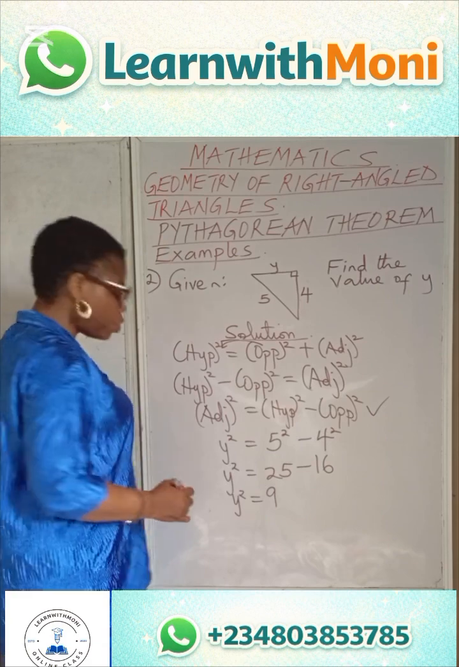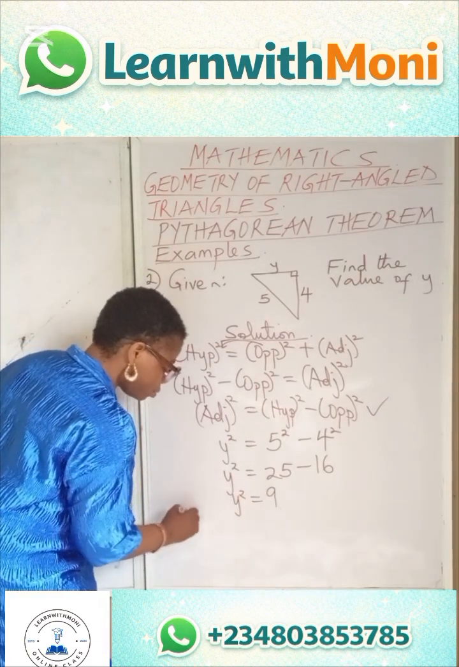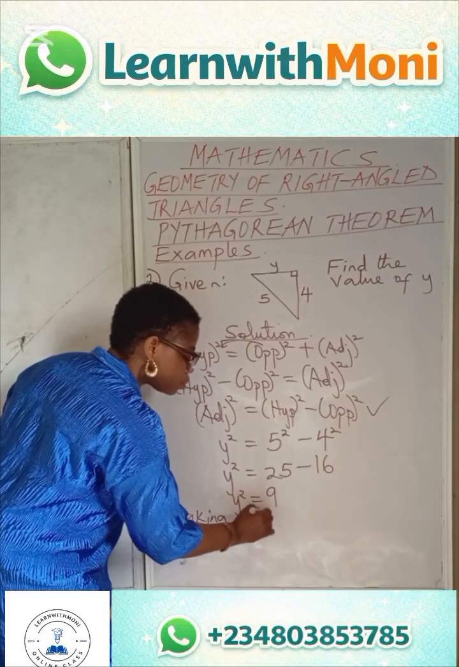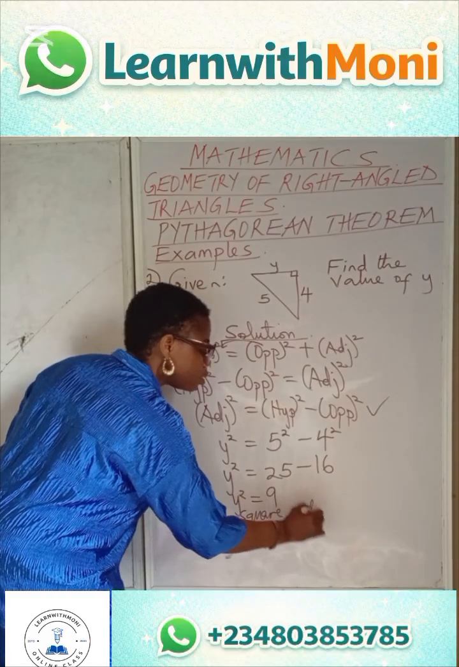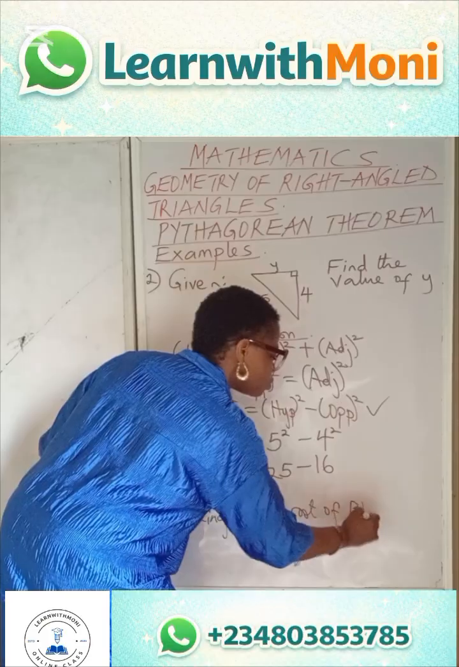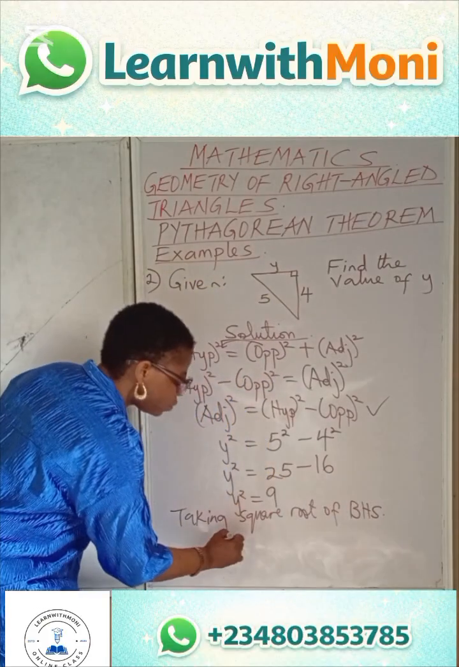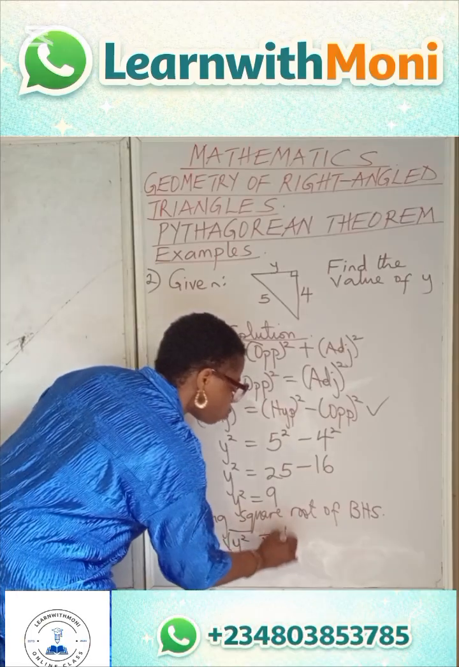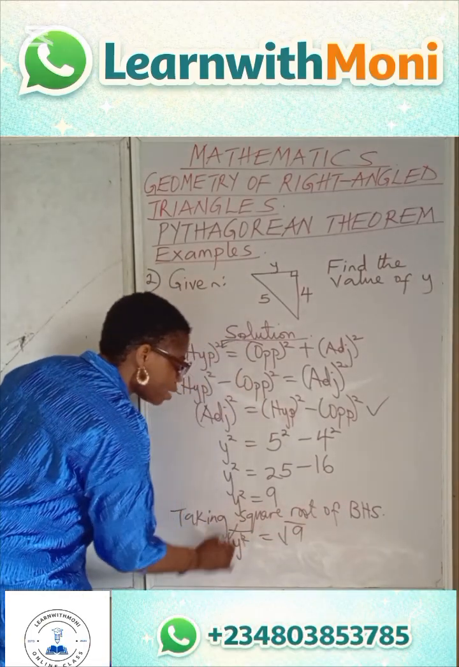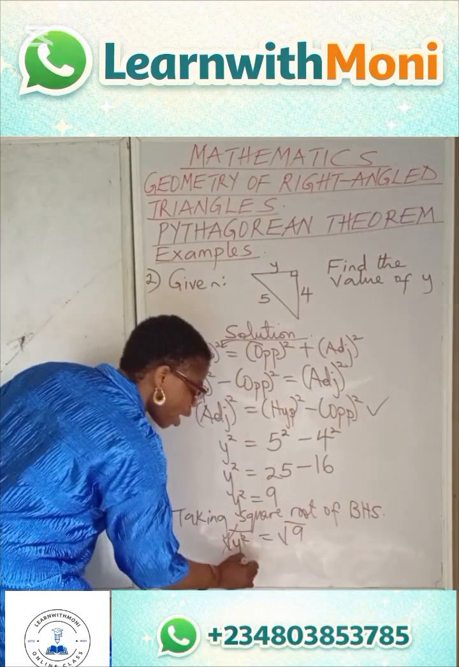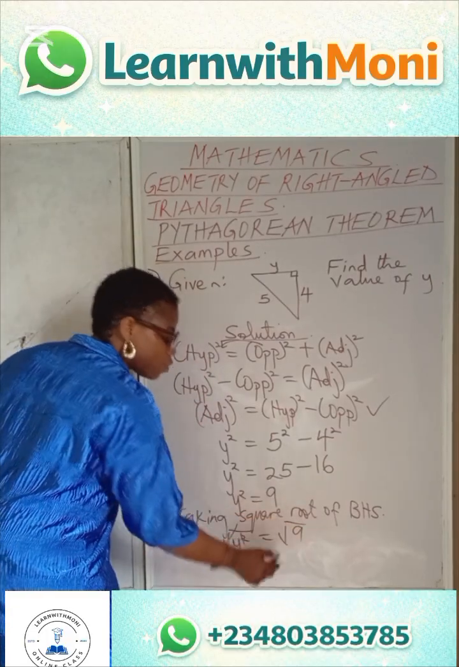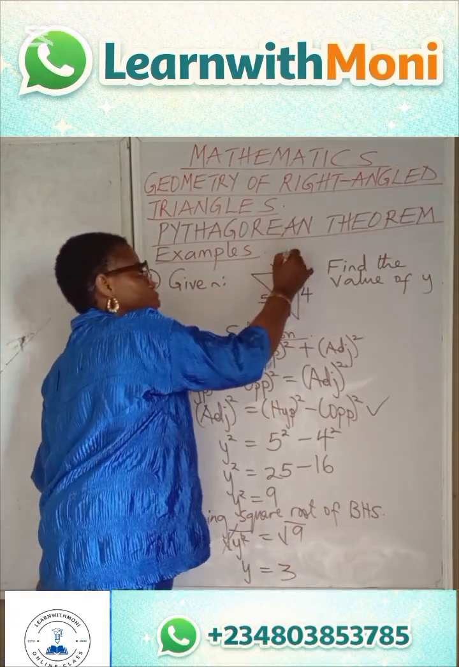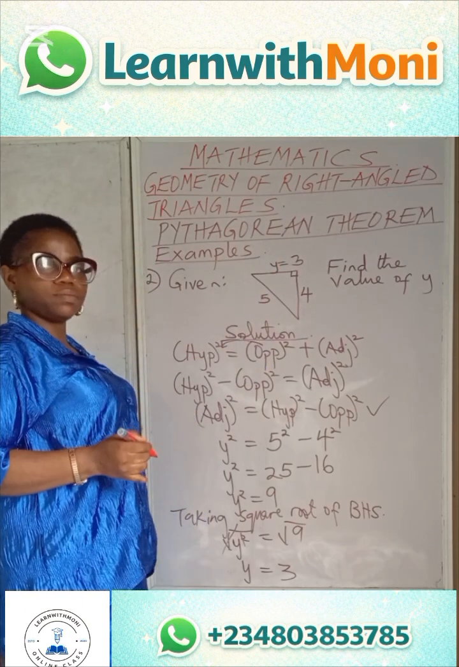Taking square root of both hand sides to get my y. I have the square root of y square equals to the square root of 9. The square cancels out the square root. I am left with y equals to square root of 9 is 3. That means the y we seek is 3.